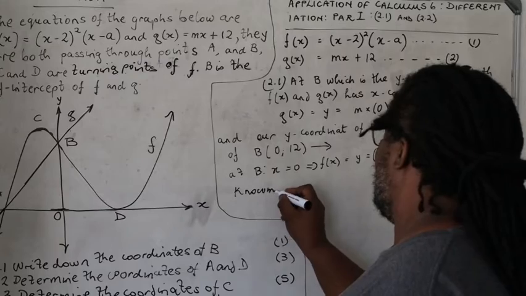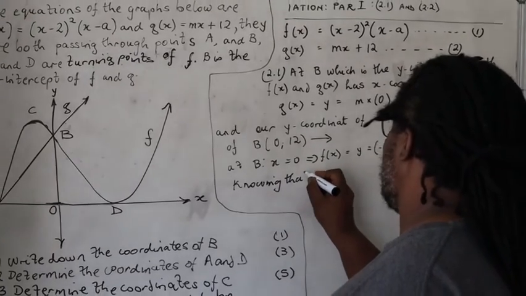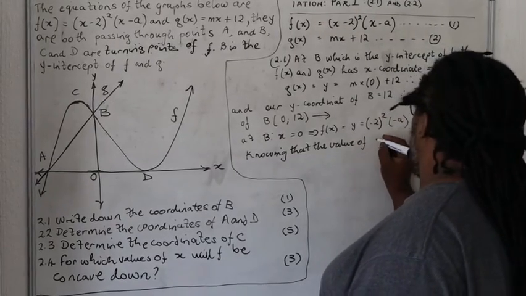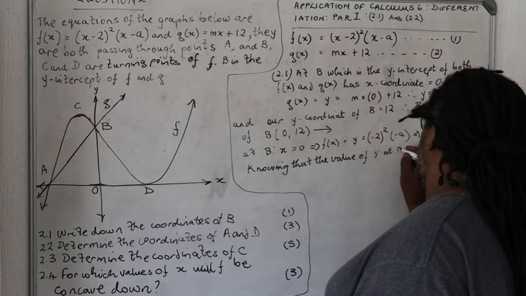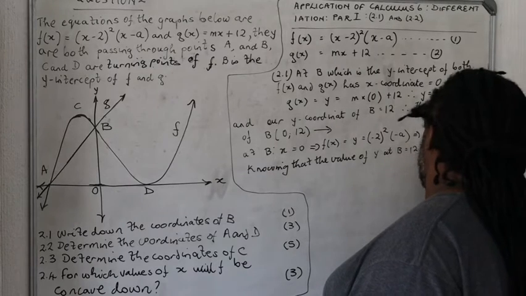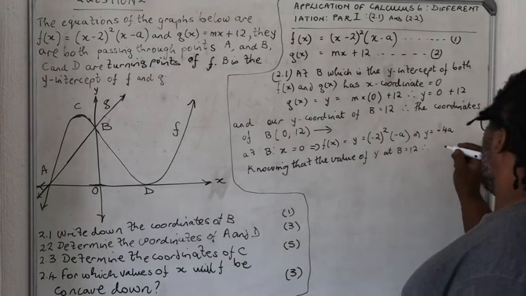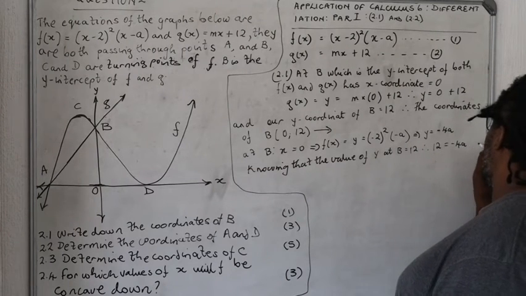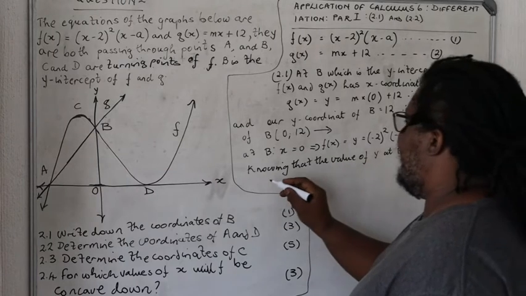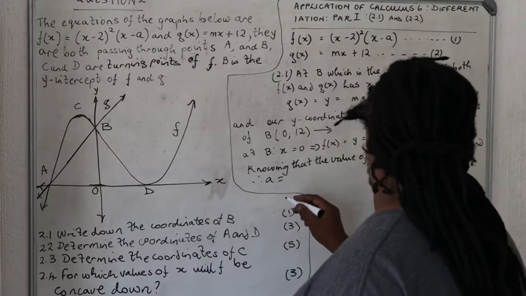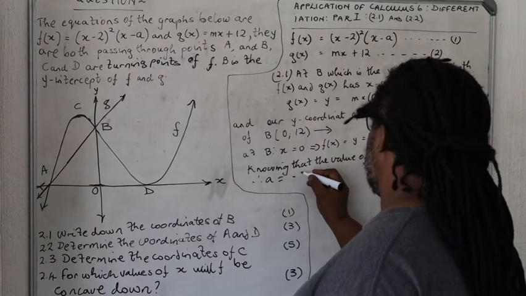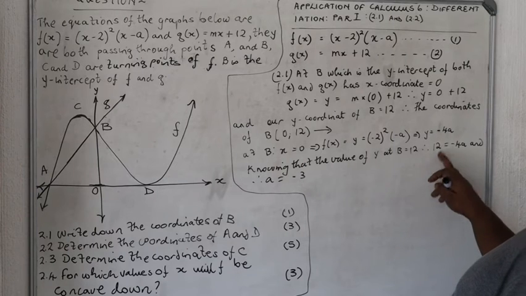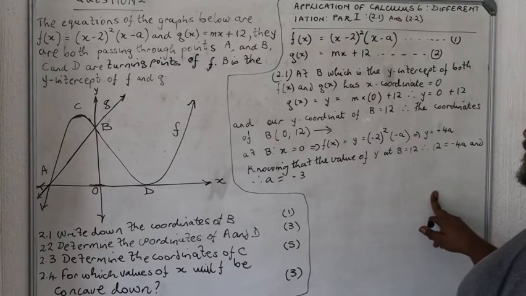Knowing that the value of y at B equals 12, therefore we have at that point 12 is equal to minus 4a, and therefore a is equal to minus 3. We divide both sides by minus 4, which gives us a is equal to minus 3.